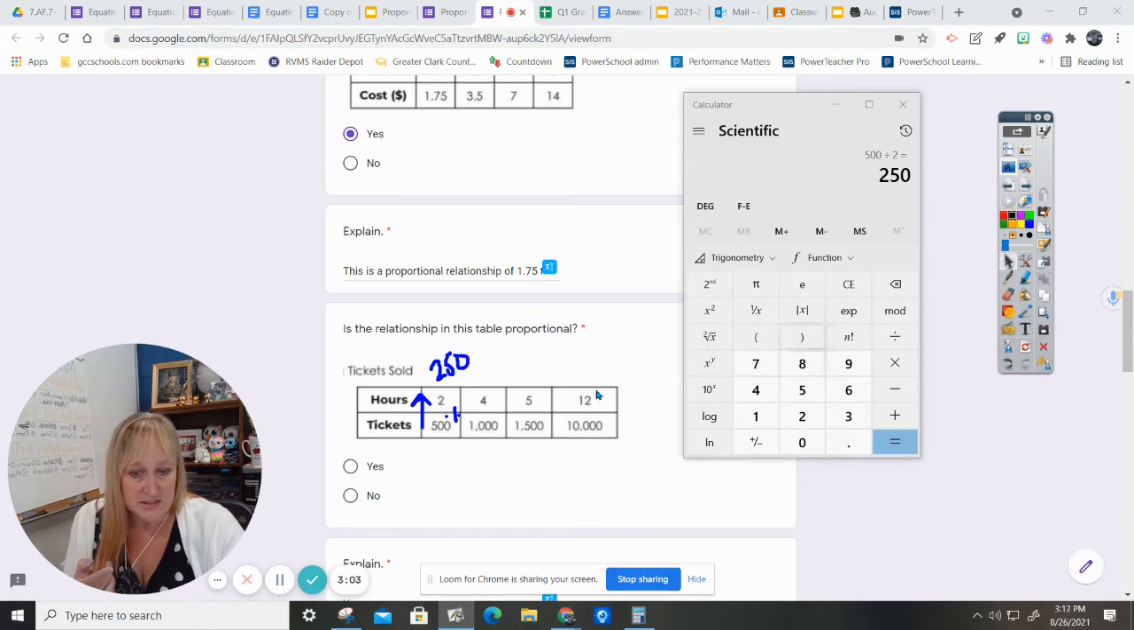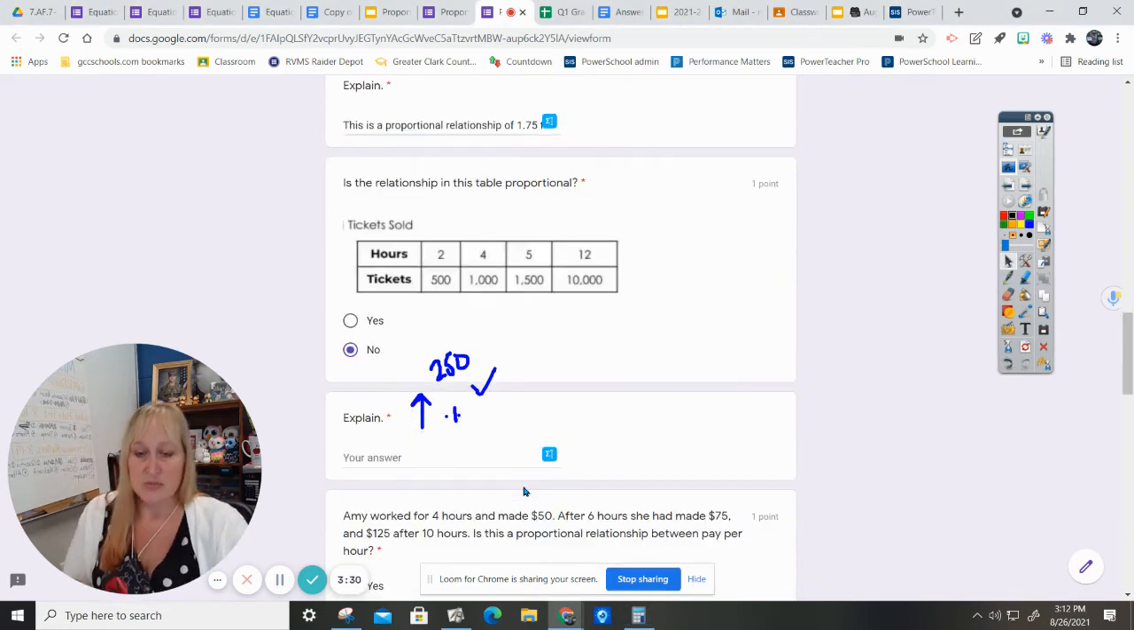So now I got to test the next one by dividing 1,000 by 4. 1,000 divided by 4 equals 250. So that one is true. I'll just put a little check this time instead of reminding. Now let's test the 5 and 1,500. So 1,500 divided by 5 does not. So therefore this is not proportional.